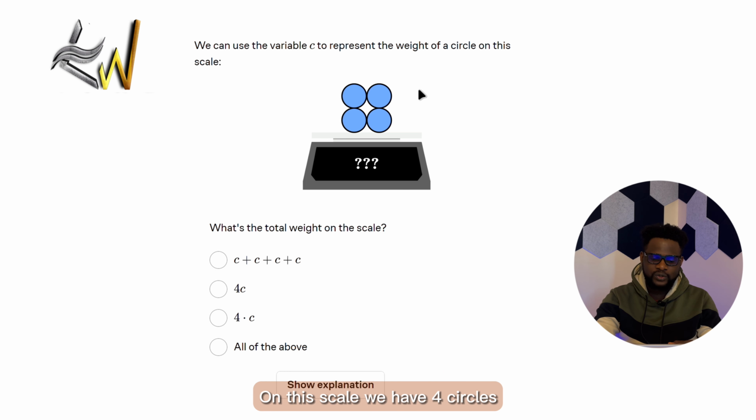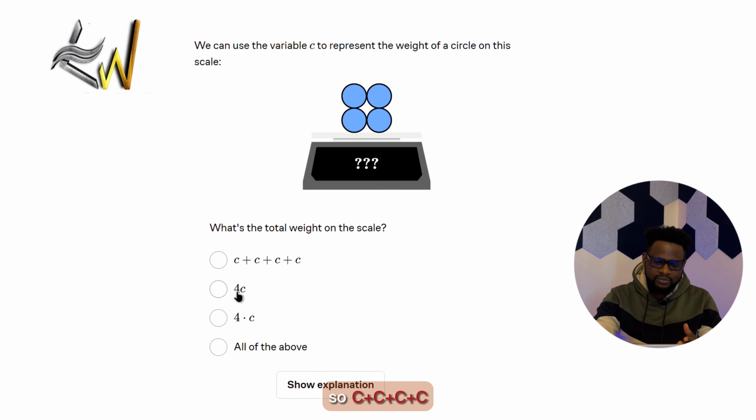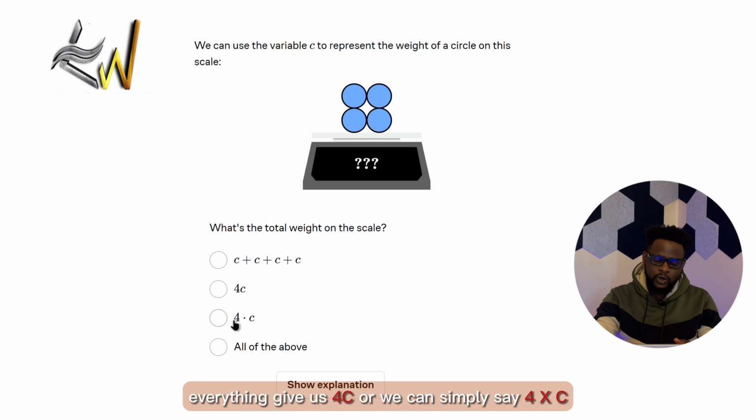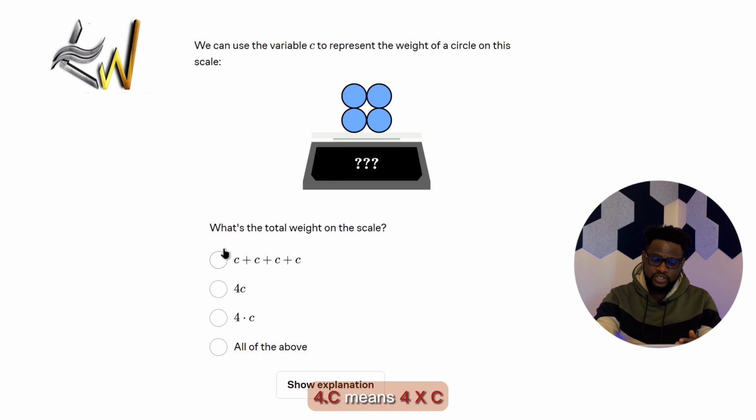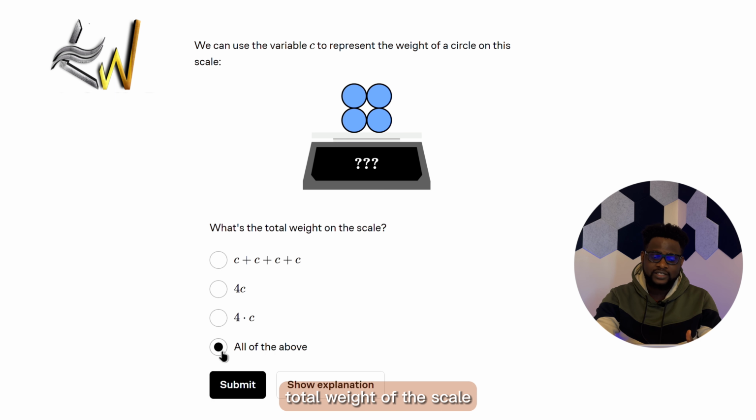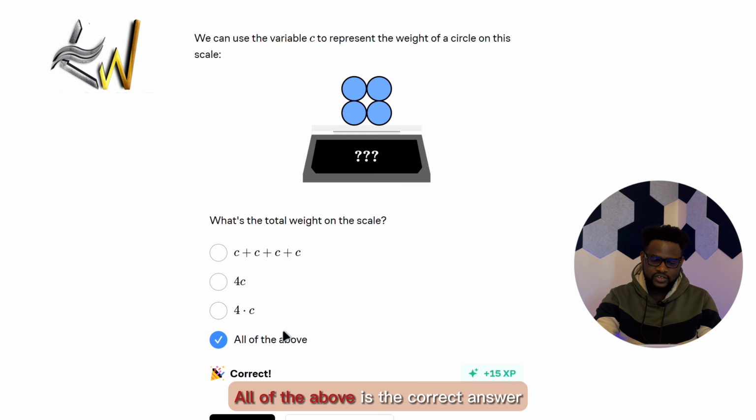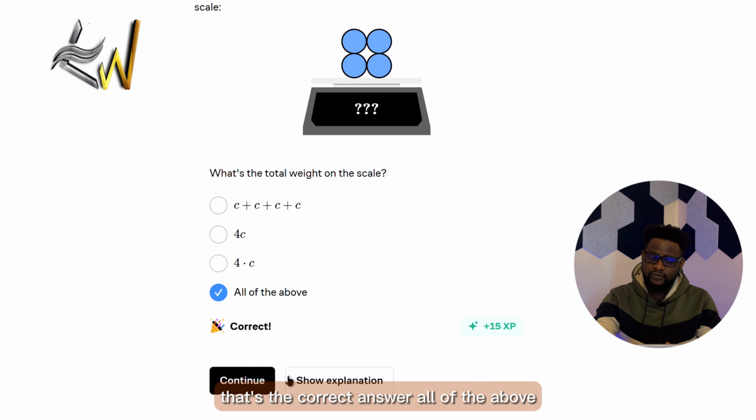In this case, we have 4 circles here. So what is going to be the total weight on the scale? It's going to be C plus C plus C plus C, which gives us 4C, or we can simply say 4 times C. 4 dot C means 4 times C. All these are ways of expressing the total weight of the scale. So all of the above is the correct answer.